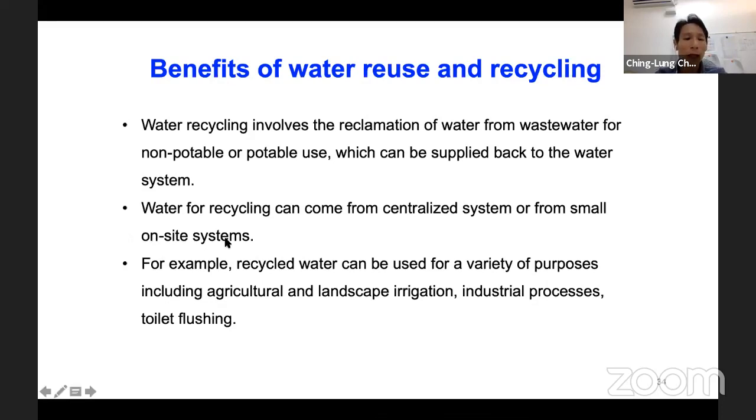Okay, and for example, recycled water can be used for a variety of purposes, including agriculture or landscaping irrigation, industrial processing, or toilet flushing. So there are so many purposes of recycled water.